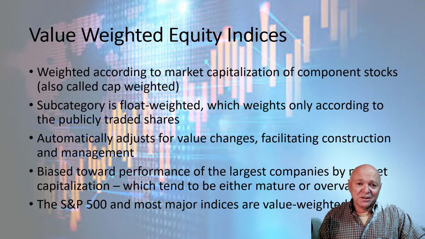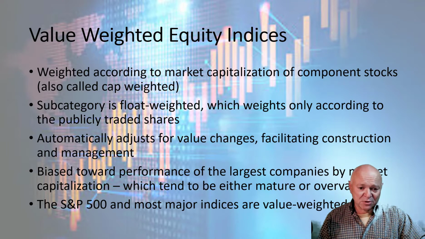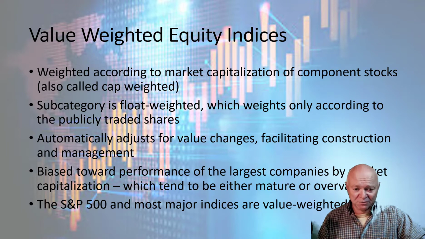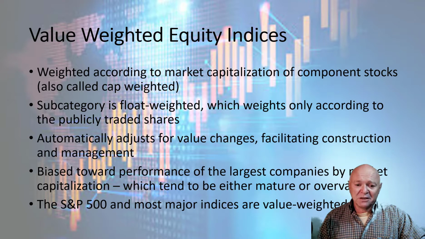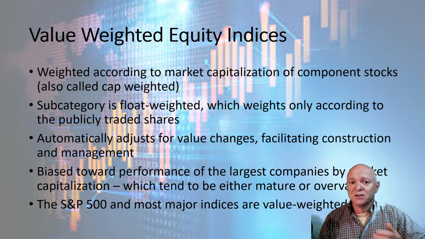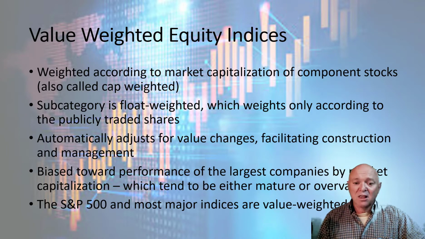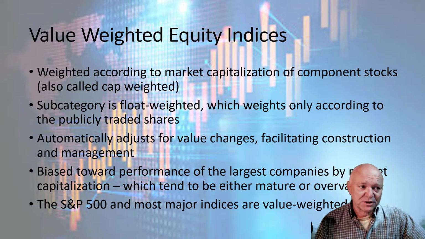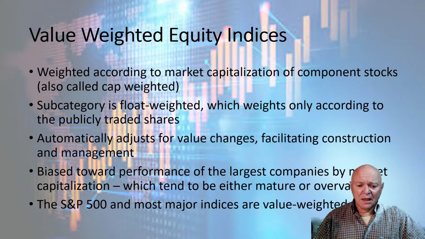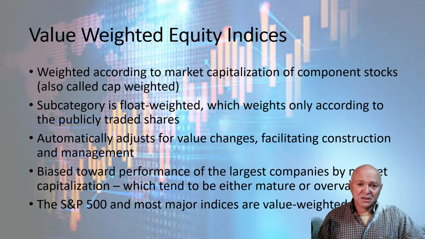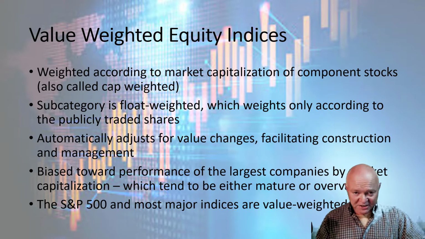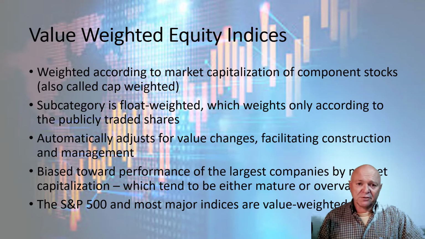A value-weighted index adjusts for changes automatically. It means we don't have to do as much management of the index. And it tends to be also biased towards the companies that are the largest. But in this sense, the companies that are the largest by market cap, not the largest by share price. The best known of these would be the Standard & Poor's 500 or the TSX 300, some of the indices that we hear quoted on a daily basis.